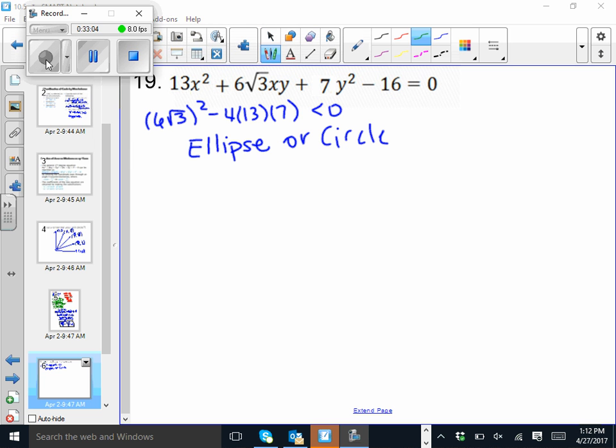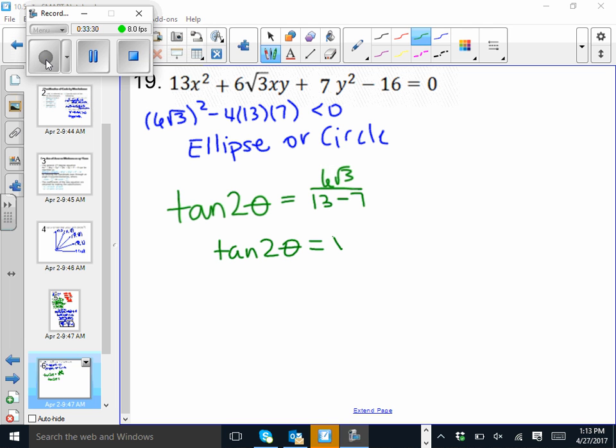Gabe, how did you set up the angle? Did you use tangent? Yes. So you have tangent of 2 theta equals? Oh, 6 radical. Okay, which reduces to what? Which reduces to radical 3. When is the tangent radical 3? So your angle is pi over 6.